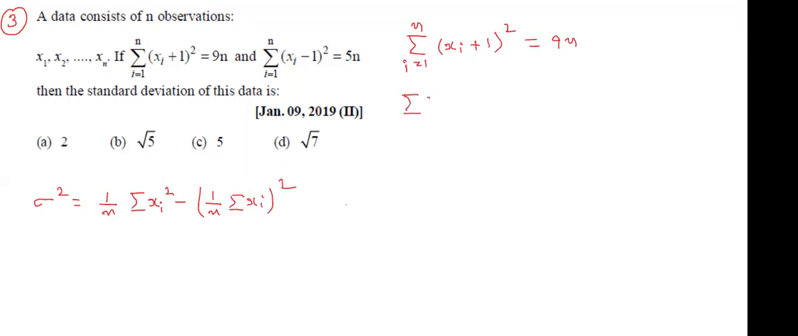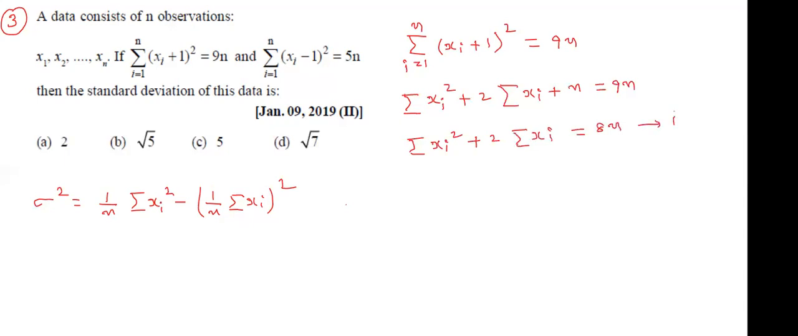Sigma xi square plus 2 into sigma xi plus sigma 1, repeatedly given that 1, n times will come, that is n, and that's equal to 9n. Okay. Now sigma xi square plus 2 into sigma xi is equal to 8n. This is equation 1. Similarly, go to the second one.